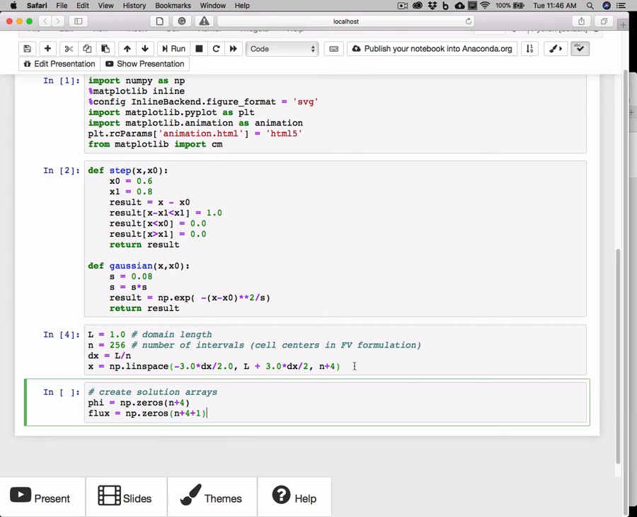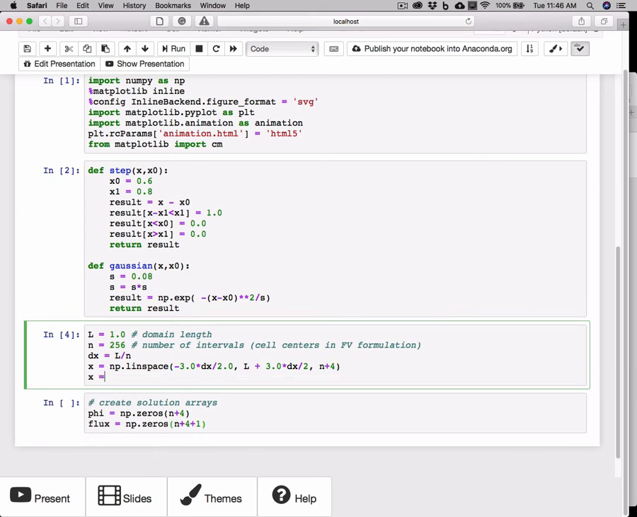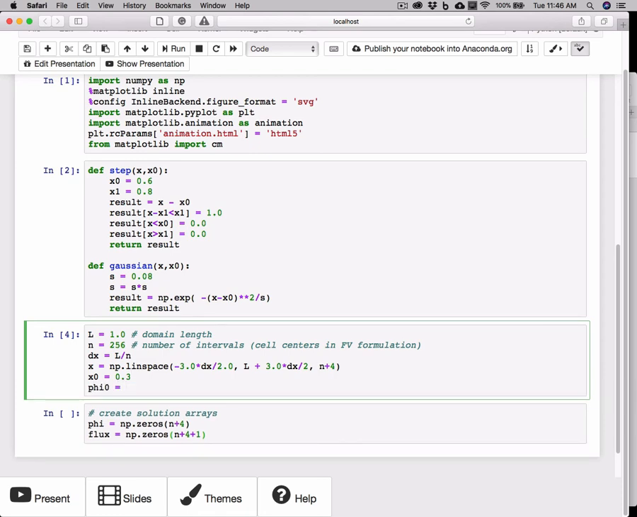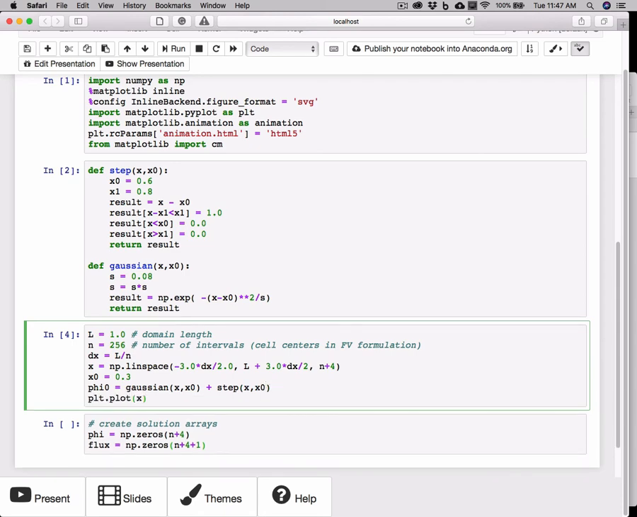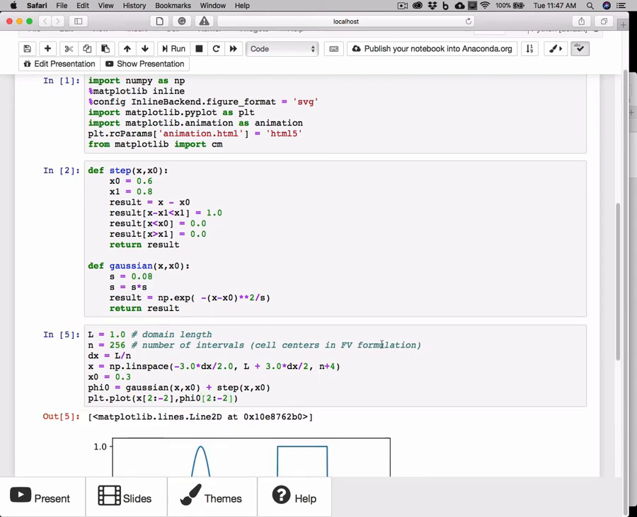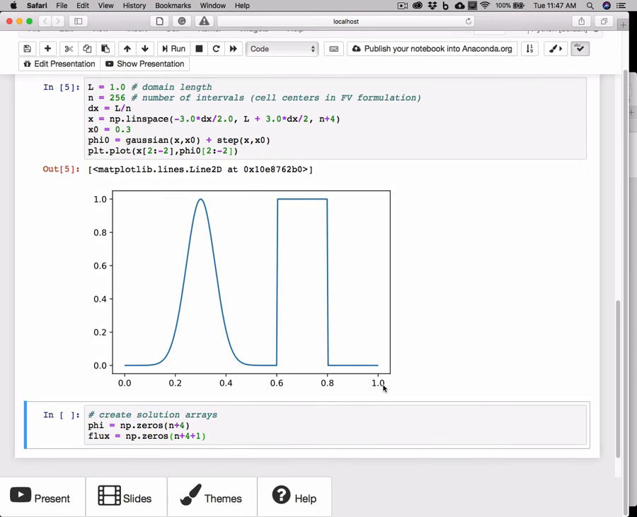But before we do this, let me actually plot the solution. So I'm going to take x0 equal 0.3, just a number. Phi 0 is the initial condition. It's going to be a Gaussian, x0 plus a step x0, and then plt.plot x. Now I'm only going to plot the interior points, so x from 2 to -2, and phi 0 from 2 to -2. And that gives us this kind of beautiful combo. This is a nice combo to test advection schemes, because you have sharp gradients, non-monotonic behavior, and monotonic behavior.